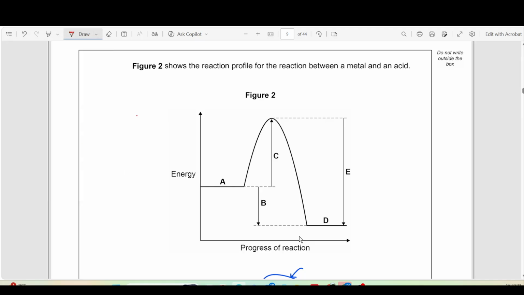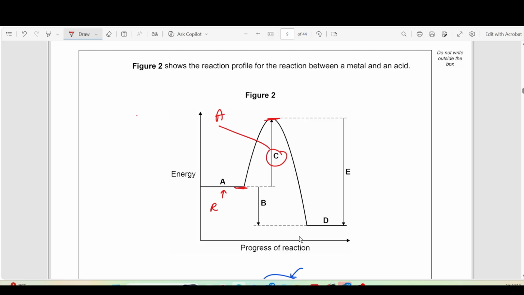Always remember that the horizontal line at the start of the reaction, on the left side, represents the energy level of the starting material, which is called the reactants. And this letter C shows the activation energy, which is the minimum energy needed for a reaction to occur, measured from the energy level of the reactant to the peak of the curve. You can see this dotted line showing the activation energy.